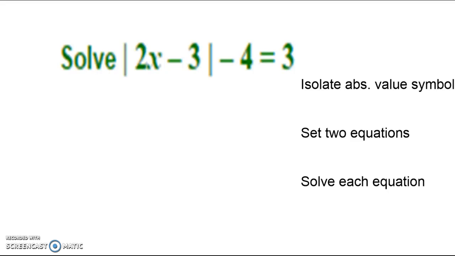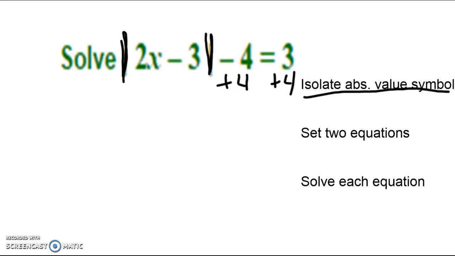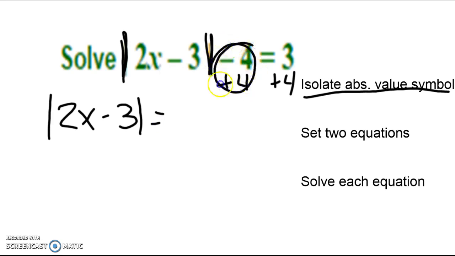Okay, let's try a couple others that are a little bit harder. Now we want to solve these equations. We're going to first isolate the absolute value symbol, so everything has to go away from these guys right here. So let's add 4. You're left with the absolute value of 2x minus 3 is equal to, now remember these canceled out, additive inverses, 7, because 3 plus 4 is 7.